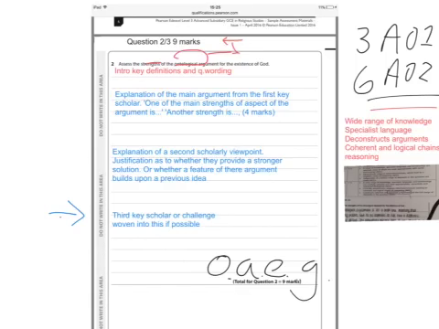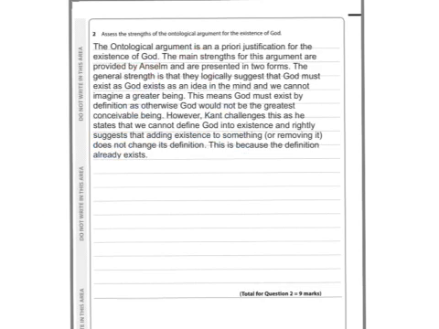I'm now going to try to give you an example to this question that would work for both a question 2 or a question 3. I'm only going to show you for the ontological argument though. So this is the start of a model answer.